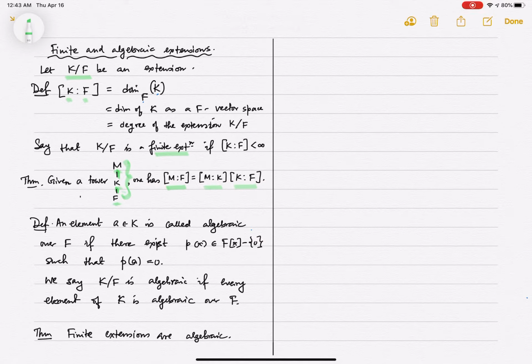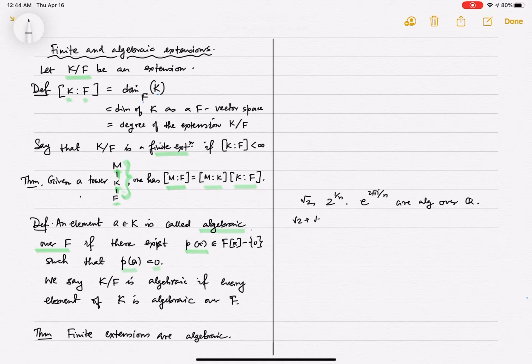Then we have this all-important definition of algebraic elements, generalizing algebraic numbers. An element a in K is called algebraic over F if there is some non-zero polynomial p with coefficients in F such that p of a is 0. So a satisfies some polynomial equation. So for example, root 2, 2 to the 1 over n, e to the 2 pi i over n. These are all real or complex numbers. These are algebraic over Q.